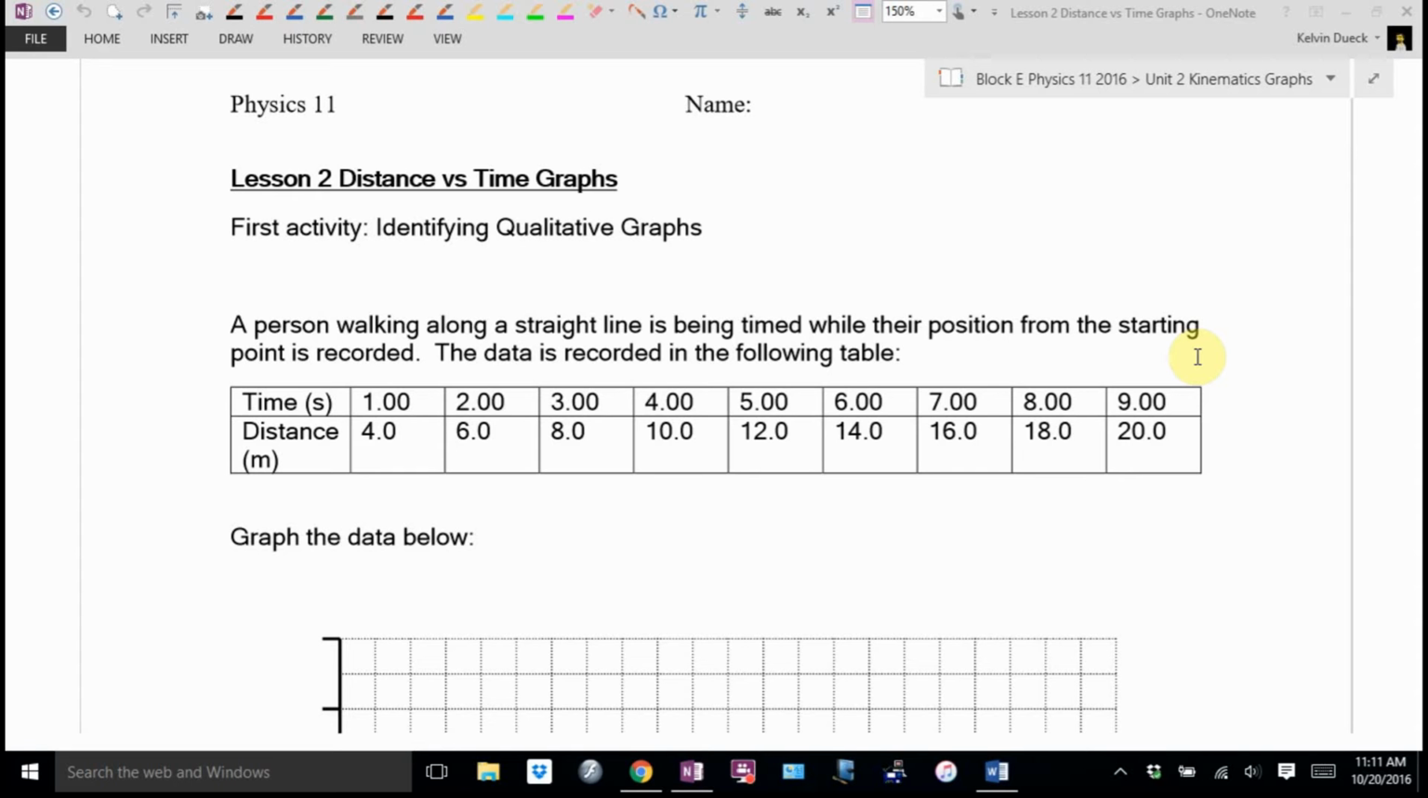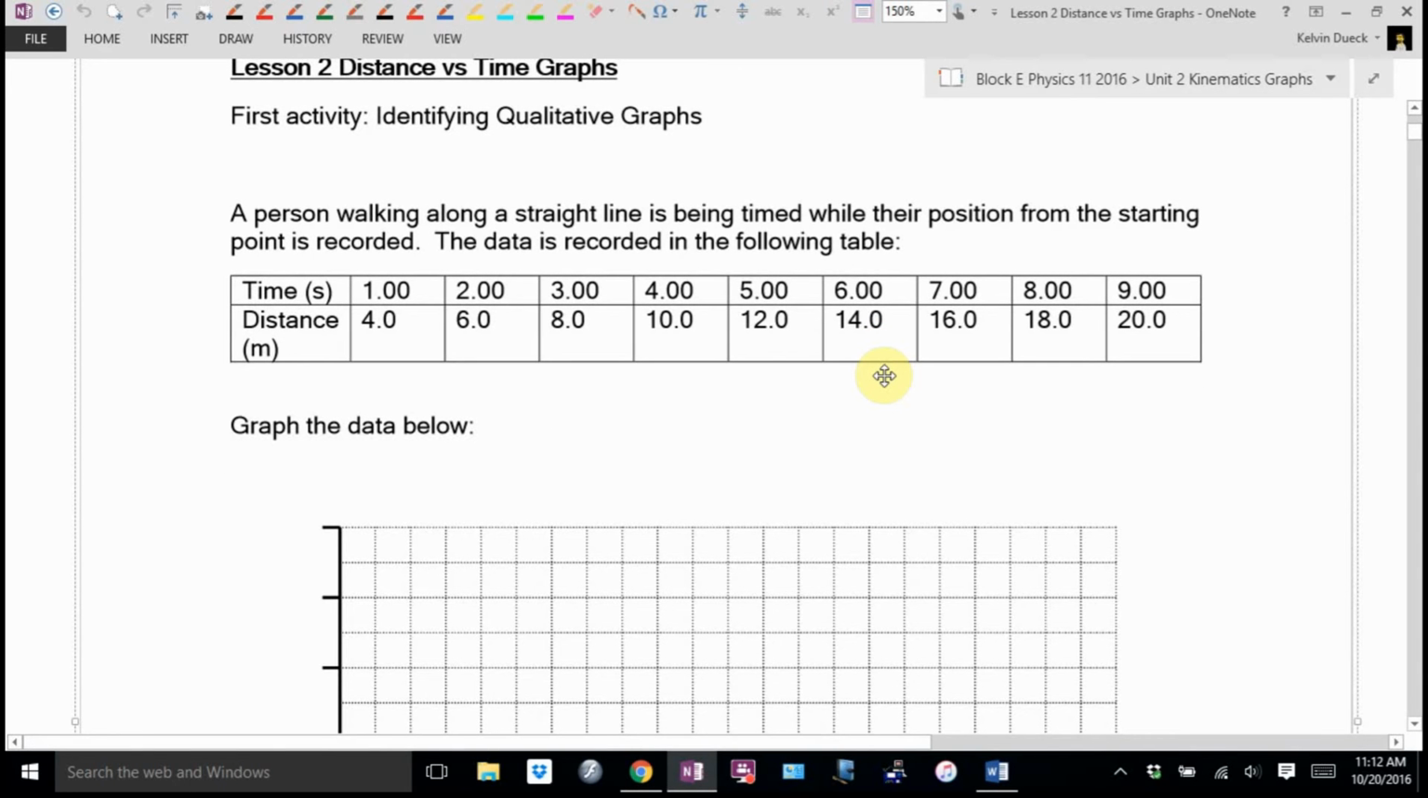Tackle it from there. The first activity says identifying qualitative graphs. We just did that. So now we're going to actually start looking at some actual data. A person walking along a straight line is being timed while their position from the starting point is recorded. The data is recorded in the following table.